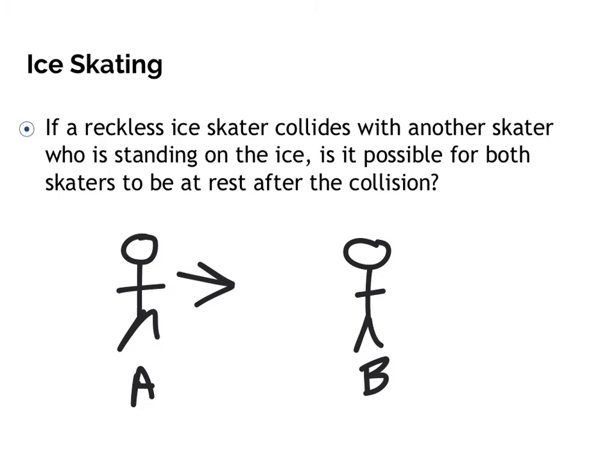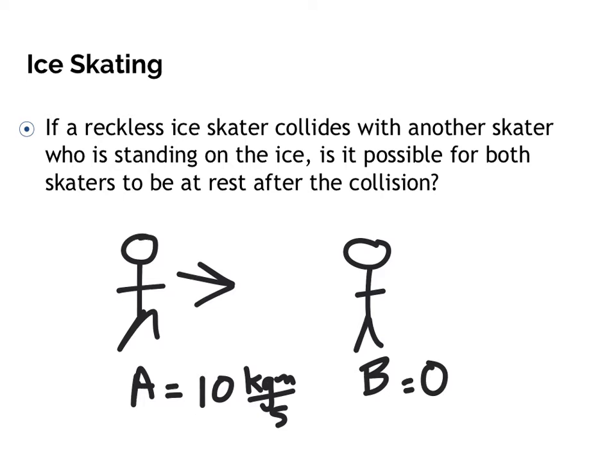If ice skater A was moving, that means that it had momentum. So if we say that the momentum of A, let's just pick a random number and say that it was 10, and that is kilogram meters per second. It hits B, which has no momentum because it is just standing still. At the end, after the collision, can they both be at rest? The answer to that is no, they can't be at rest because of the conservation of momentum.